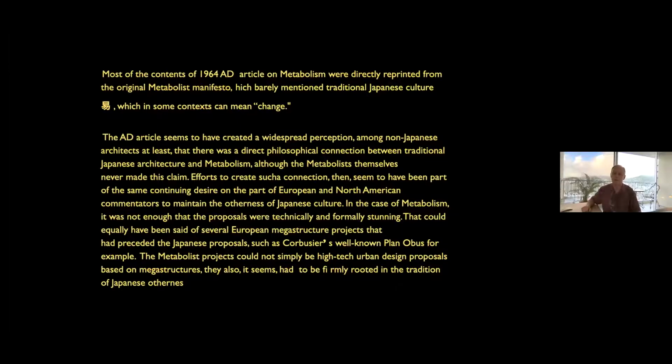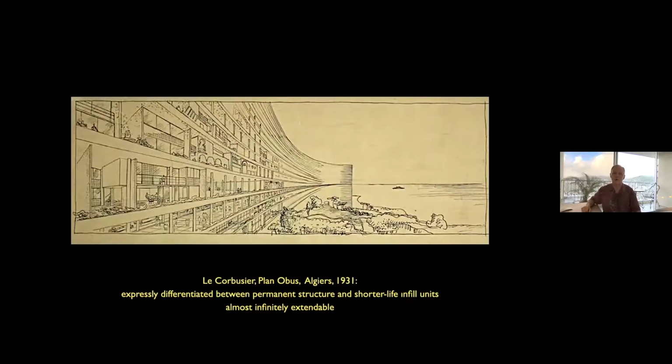The reality is that megastructures had been around since the Plan Obus by Le Corbusier in Algiers, okay? An extraordinary project way ahead of its time. Probably a good thing it was never built. But this was a large permanent megastructure on which people could build their own houses. So it really had many of the essential ideas of Metabolism already. And it's 1931 when this is published, right?